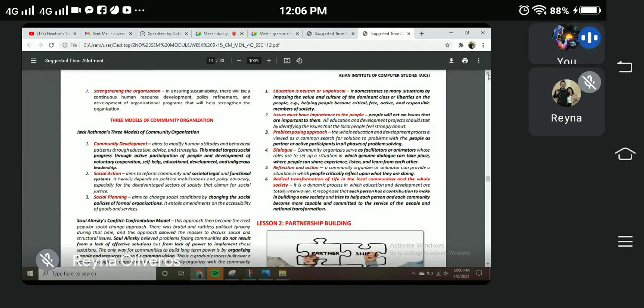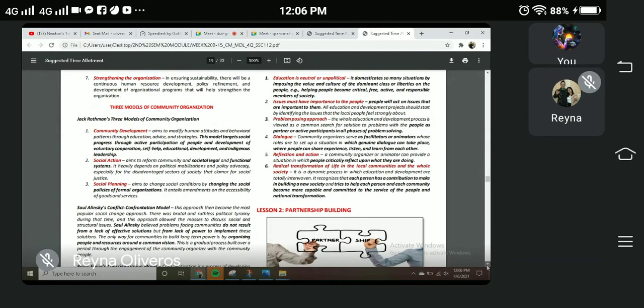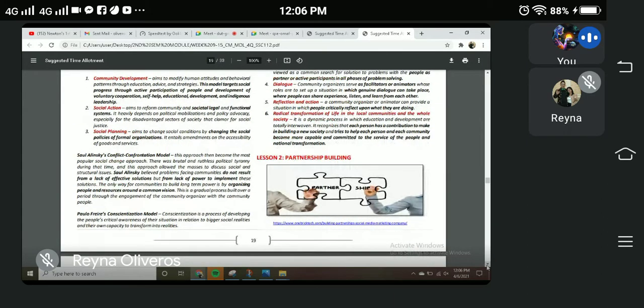Okay, so let us now proceed with our lesson number 2, which is about partnership building. Ayan. As you can see here in the illustration, it shows a puzzle. Okay? Building a puzzle, or anong tawag dito? Pagbubuo ng puzzle. Partnership building, or having a partnership with an individual or with another organization, is like, parang kagaya ng pagbubuo ng isang puzzle.